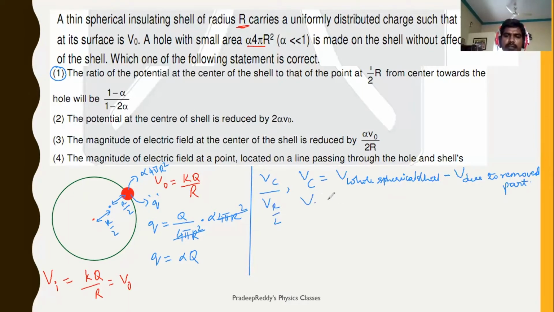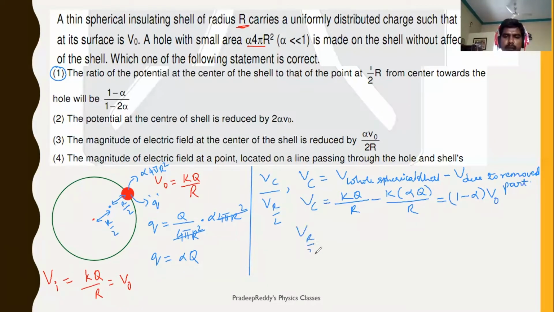So that is what VC is equal to. I can write VC is equal to potential on the whole sphere, it is KQ divided by R, minus, due to the removed portion at the center, potential will be K, charge on the removed portion is alpha Q, divided by separation R. This is equal to 1 minus alpha into KQ by R. It is V0.